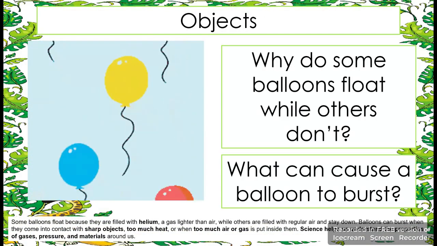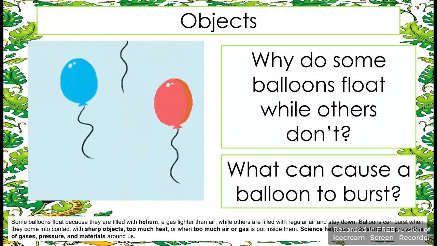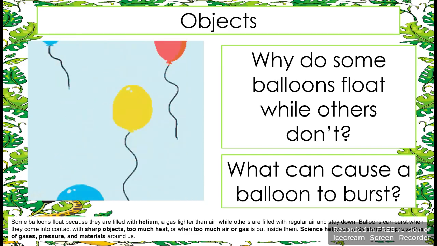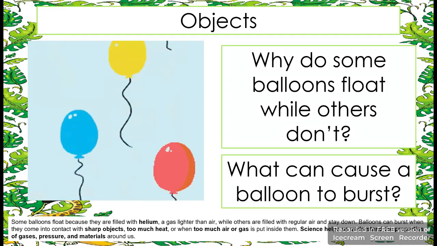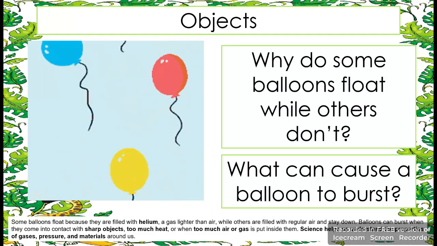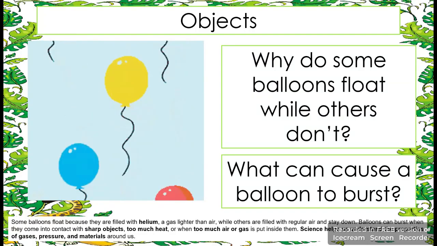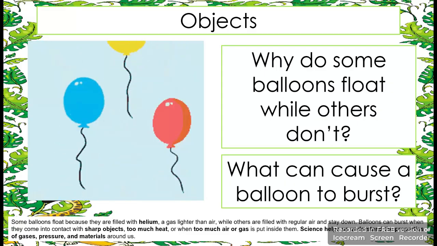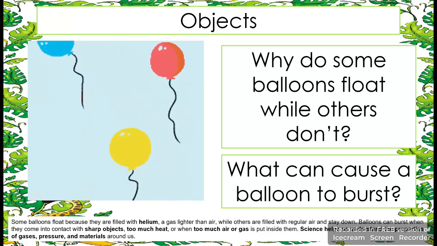Next is objects. Why do some balloons float while others don't? What can cause a balloon to burst? Some balloons float because they are filled with helium, a gas lighter than air, while others are filled with regular air and stay down. Balloons can burst when they come into contact with a sharp object, too much heat, or when too much air or gas is put inside them. Science helps us understand the properties of gases, pressure, and materials around us.